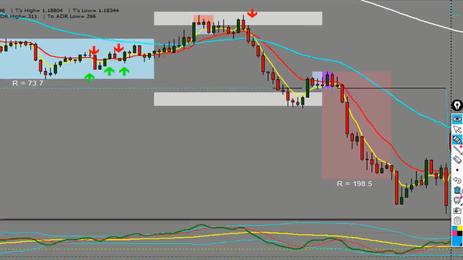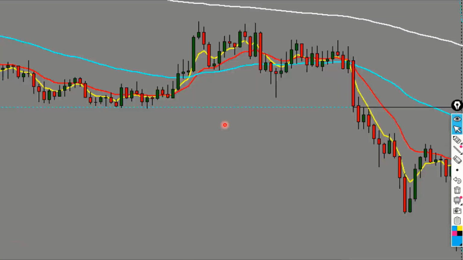I missed the move. When I came back to my platform, I was disappointed that I missed this move, but there was nothing that I could do. Even if I had stayed in the trade, the close above the 13 EMA would have taken me out because I trade with the rules.